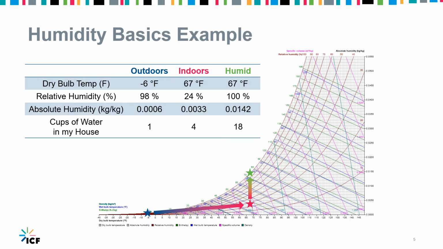So that's 1 point. And then the second point I want to make is that looking at the indoor and outdoor conditions, there are basically 3 more cups of water in my house than if I had just taken that outdoor air and warmed it up. So where did that extra water come from?